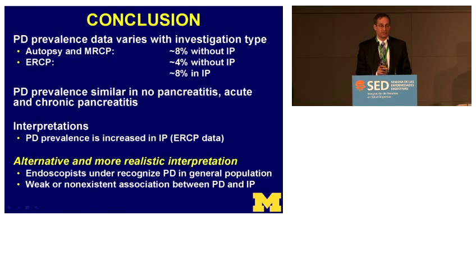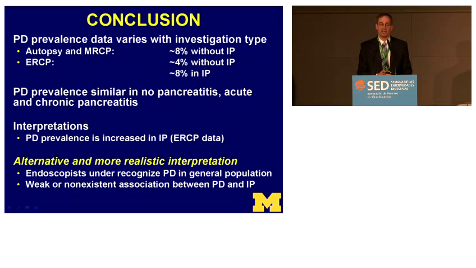The conclusion from this first set of slides is that pancreas divisum prevalence varies with investigation type. In autopsy and MRCP, the prevalence is about 8% without idiopathic pancreatitis. In ERCP, the prevalence is about 4% in those without idiopathic pancreatitis and 8% with idiopathic pancreatitis. Secondly, the prevalence of pancreas divisum is similar in no pancreatitis, acute pancreatitis, and chronic pancreatitis.